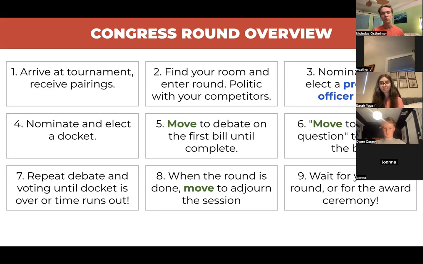Once that is done, you nominate and elect the docket. And finally, you get to the competition, and you move to debate on the first bill until you're done with that. When there are no more speakers left, you move to the previous question, and then vote on the bill.